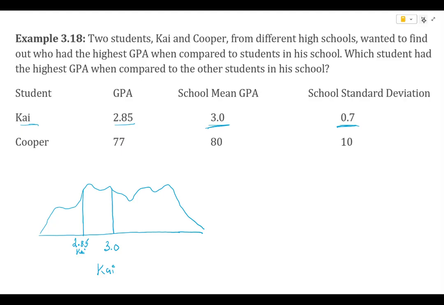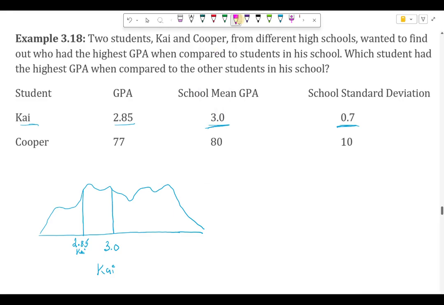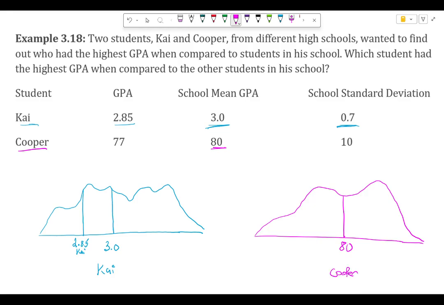Let's draw a similar picture here for Cooper. We'll go pink for Cooper. Again, we don't know if this distribution is normally distributed, symmetric, or bimodal. We don't know anything about it, so I'm not going to worry about that. The mean for Cooper's class is an 80. Cooper scored a 77, so his grade is also below the mean.